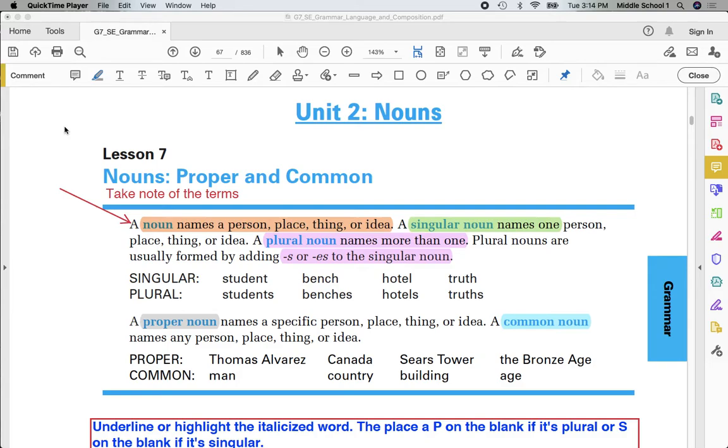Later on this year, we'll be seeing that nouns serve another purpose because they're going to serve as the direct or indirect objects found within the sentence.